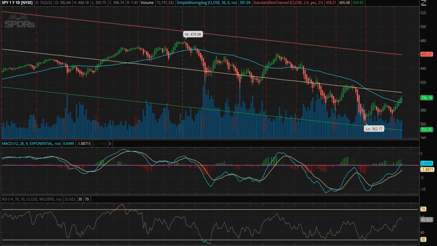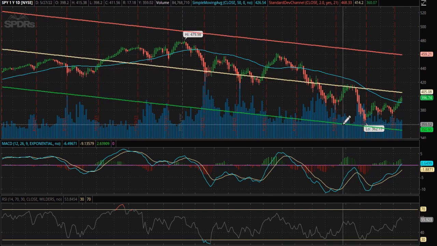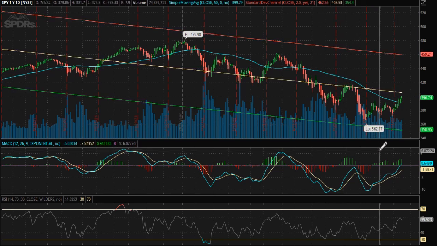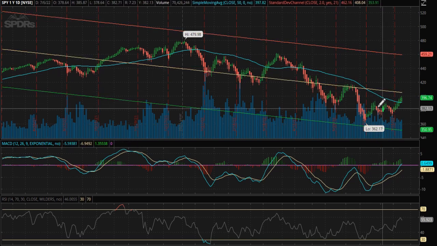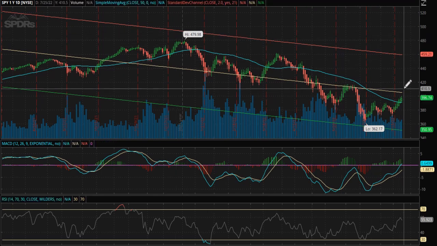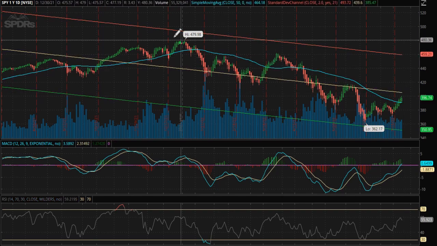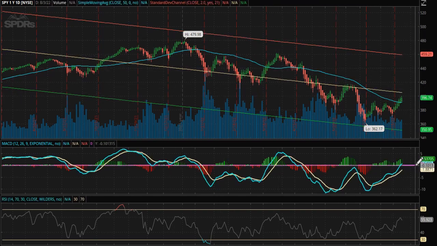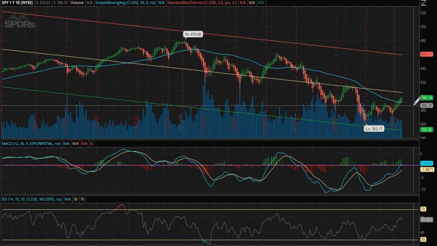We've been up the last 6 days here. These are Heikin-Ashi candles, by the way, 50 moving average and 2 standard deviation channel here. So we've been in an uptrend, short to intermediate term, within a longer term downtrend here. If we continue this trend, we would expect this to roll over and have a few down days.